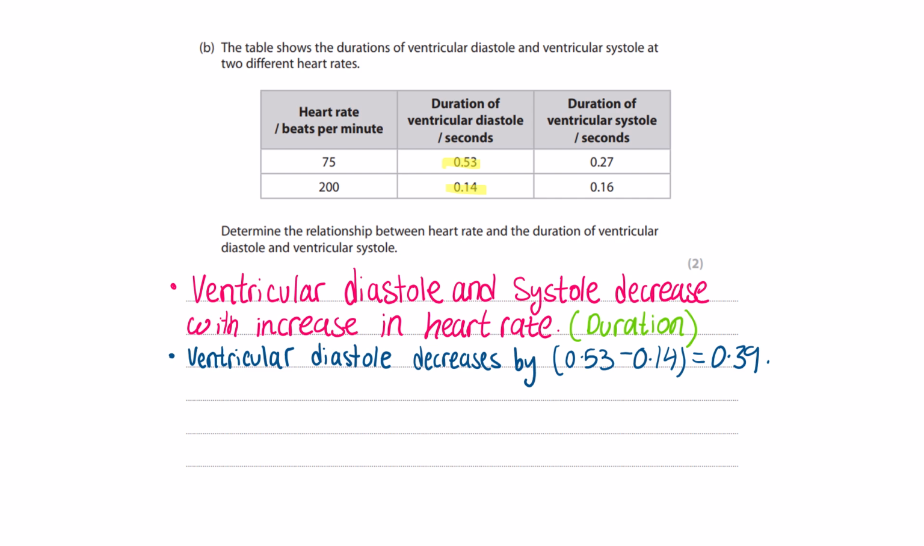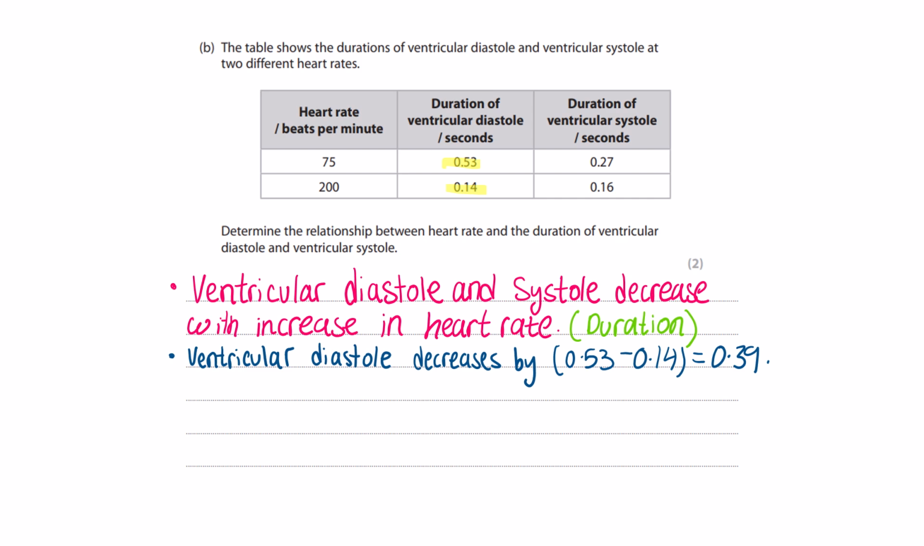Well, the ventricular diastole and systole decrease with increased heart rate. Why does that make sense? Because we are talking about the duration. So duration of the valves being closed or the duration of the valves being open. They're going to open and close very fast. Therefore, the duration of them opening very fast is going to decrease with an increase in heart rate.